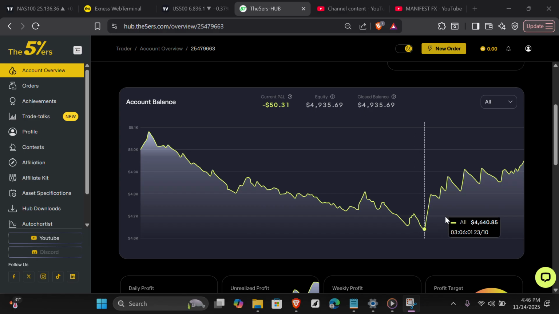As you can see, this spike right here and all the spikes to the top were when I was actually going for a higher RR. But right now I'm being more conservative and going for just 2 RR. So that's why you can see the graph like this, because I prefer having consistent wins than having losses and then one win, if you understand what I mean.